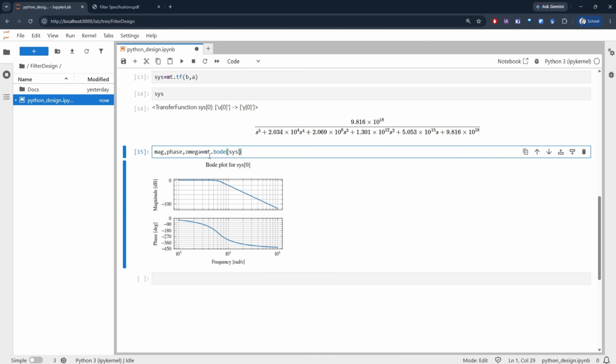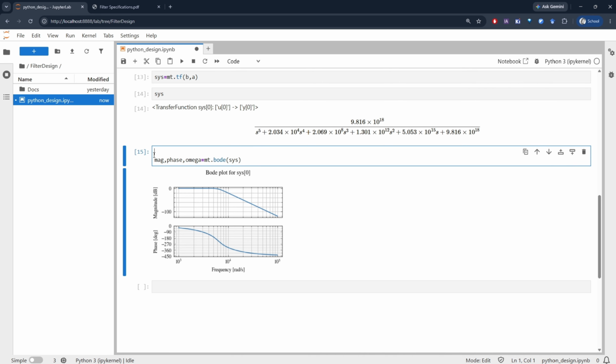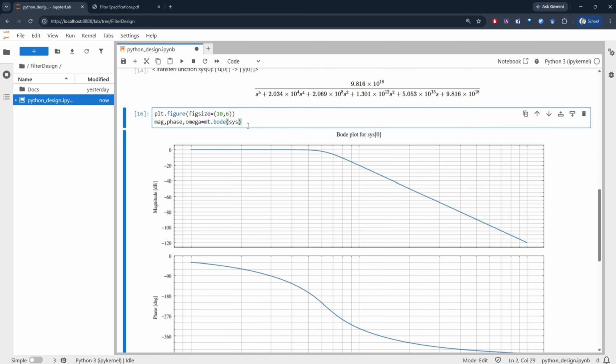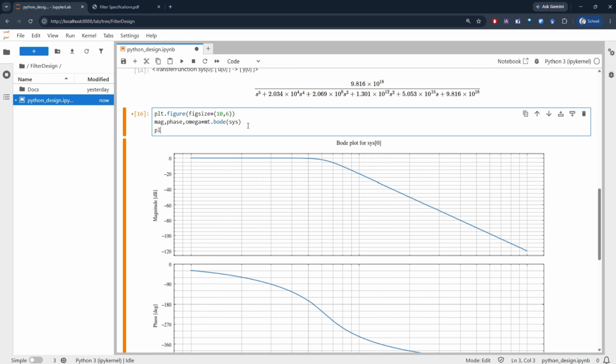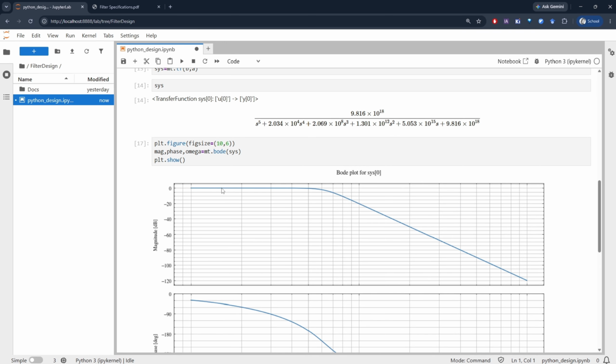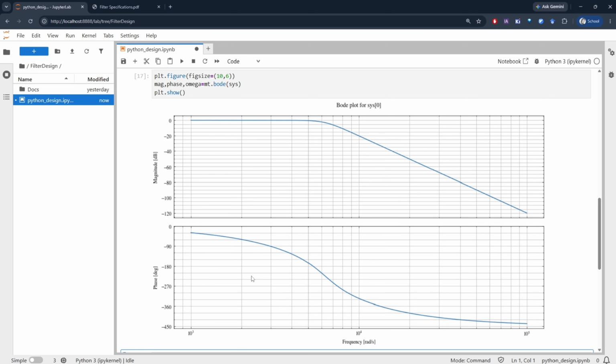Okay, so you see this, I can adjust the figure. So plt.figure, figsize. I can have 10 by 6. Let me see, 10 by 6. Yeah. Then I can have plt.show. Yep. So you can see that this is the magnitude response and this is the phase response.